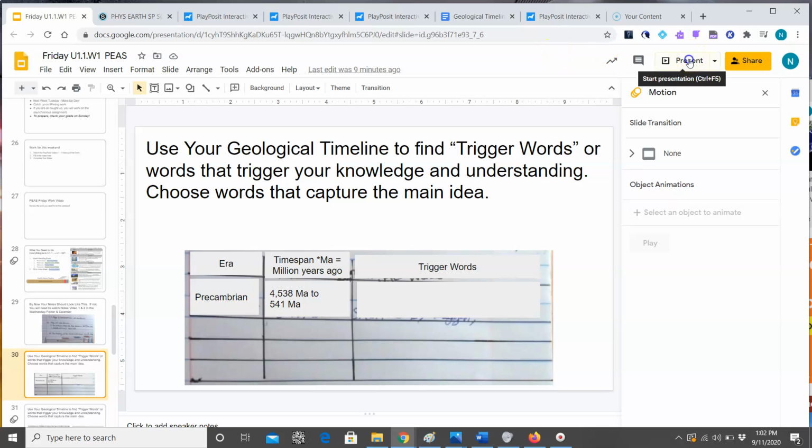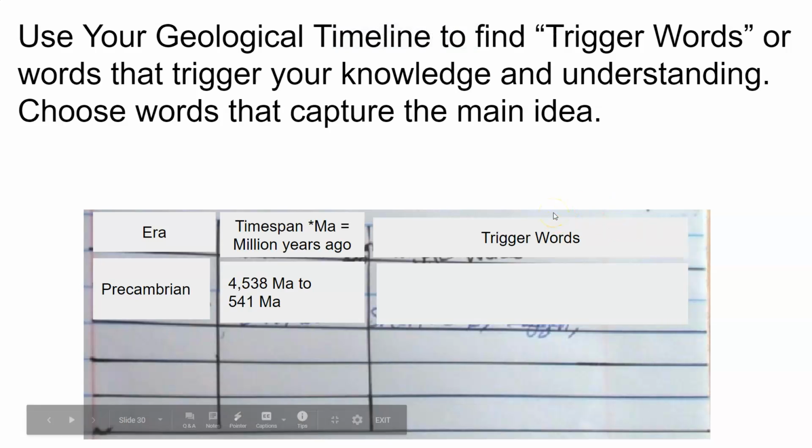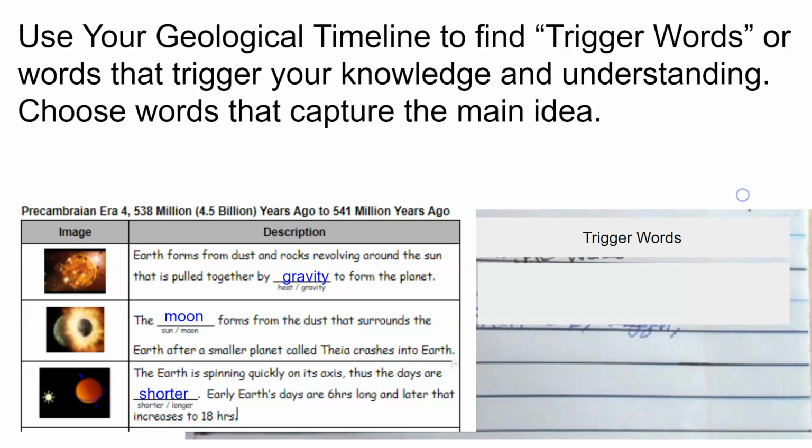Now, the part that we went over in class was how to fill in these trigger words. So first of all, let's talk about what trigger words are. Trigger words are words that trigger your knowledge and understanding. So you want to choose words that capture the main idea. So instead of writing a whole sentence, you're just writing some key words or key phrases that capture the main idea of that section. And what we're focusing on for all of these times or eras are the changes that took place on our planet.